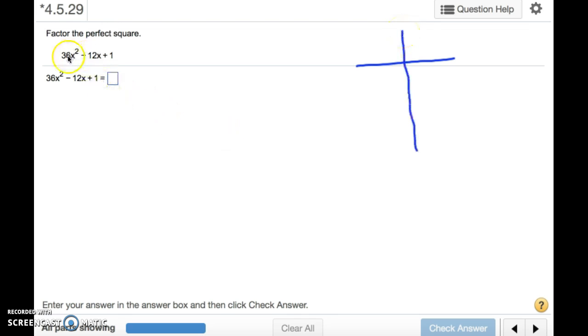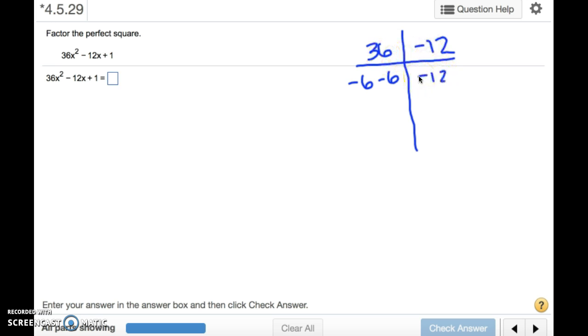So setting up my t-chart, I need factors of a times c, which is going to be 36 times 1, which is 36. And those have to add up to give me negative 12. So again, looking at these signs, since this is positive, both of my factors have to have the same sign, either positive or negative. And since I'm going to be adding them to get negative, then they both have to be negative. And I know that negative 6 times negative 6 gives me positive 36, but it adds to give me negative 12.